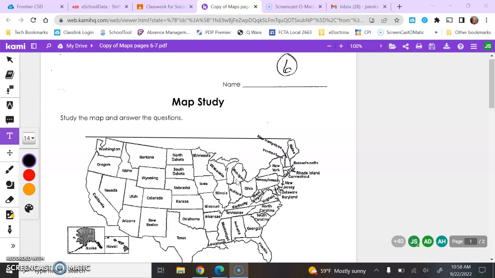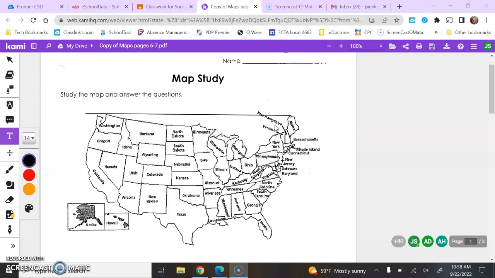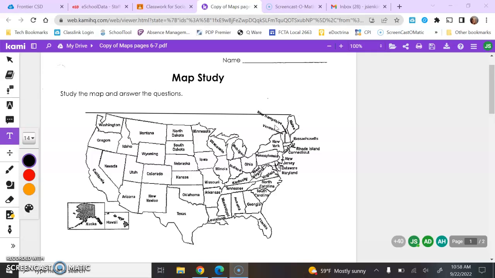Once you are done with this assignment, make sure that you turn it in through Kami, and that it was turned in to Google Classroom. Usually if you turn in through Kami, it will also turn in to Google Classroom. But this is just for your reference. So if you don't finish it in school, you can listen to this and go over it.